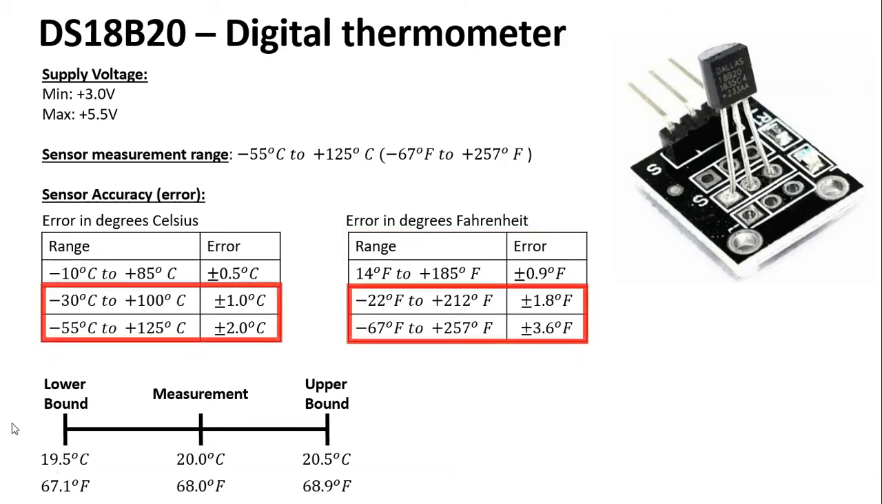As you go into a wider range of colder and hotter temperatures, your error increases, as you can see in both tables. What this means is that if you were to take a reading of 20 Celsius, equivalent to 68 Fahrenheit, your reading could be anywhere between 19.5 and 20.5 Celsius, or 67.1 Fahrenheit as the lower limit, and 68.9 as the upper limit.